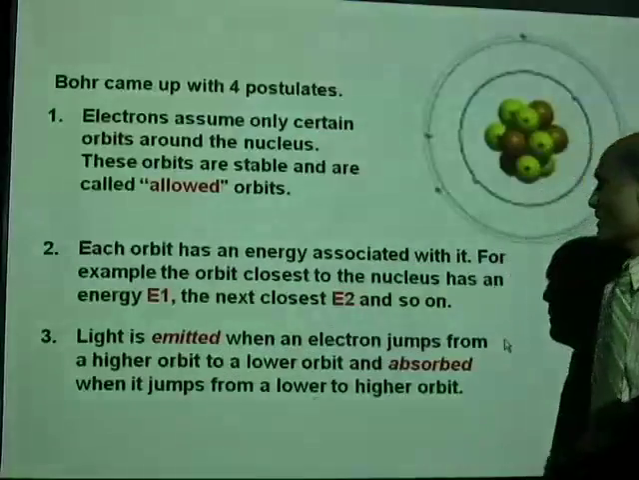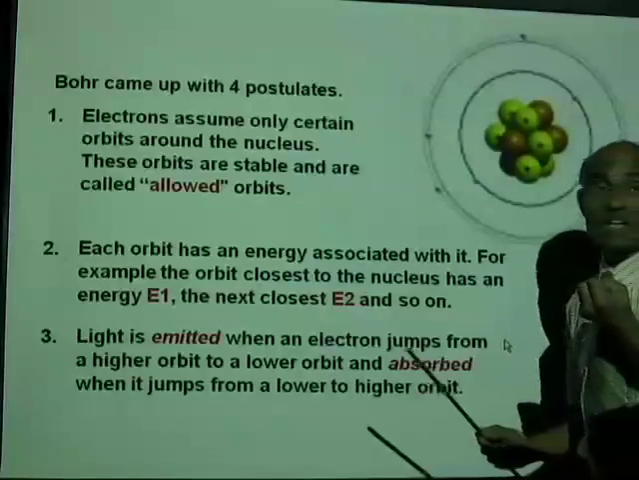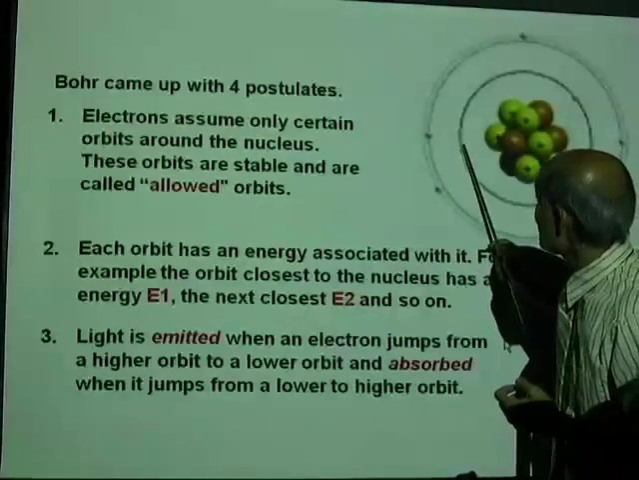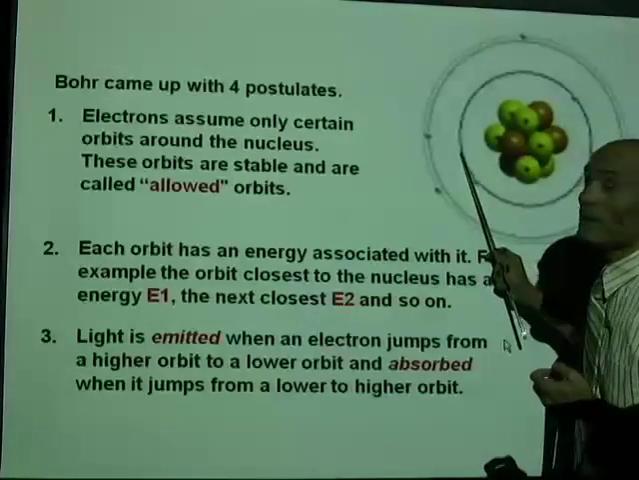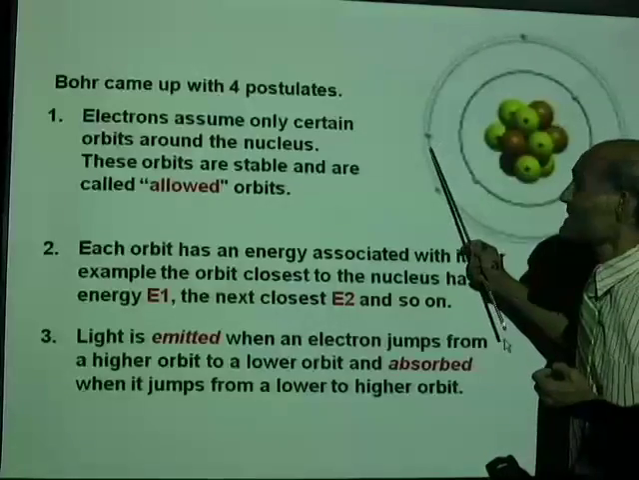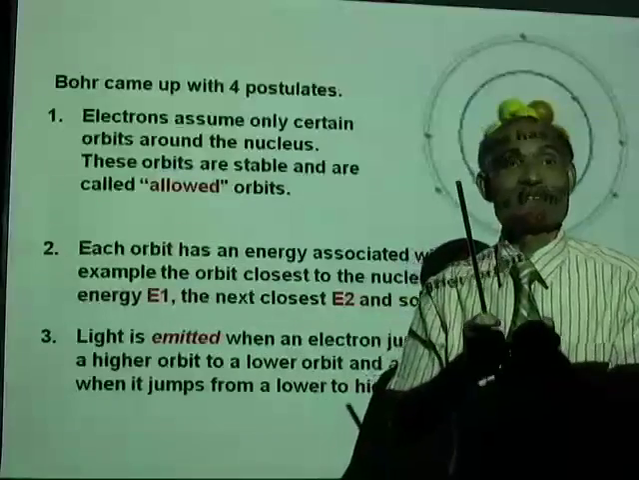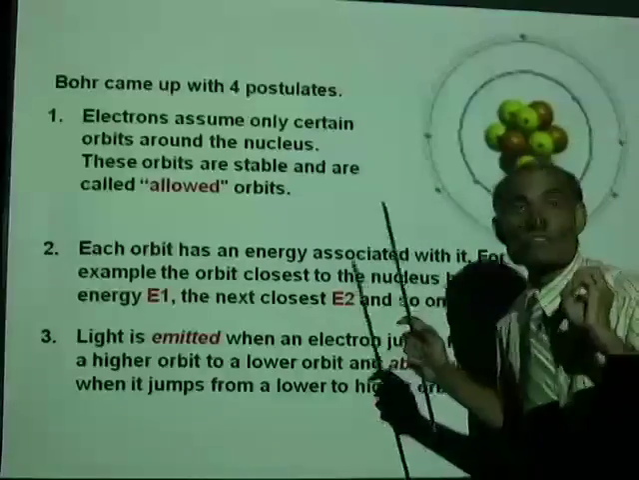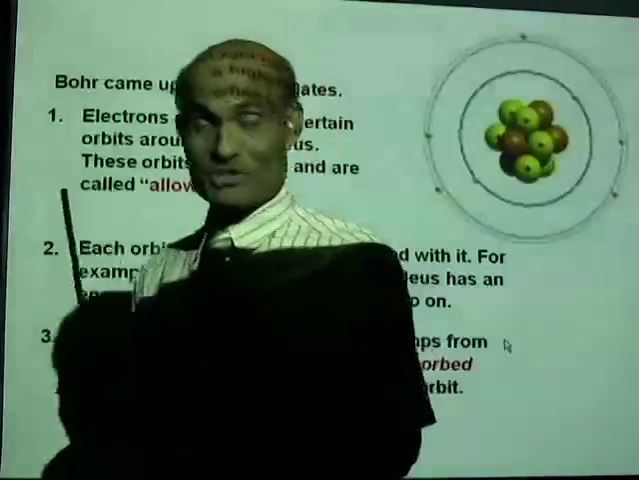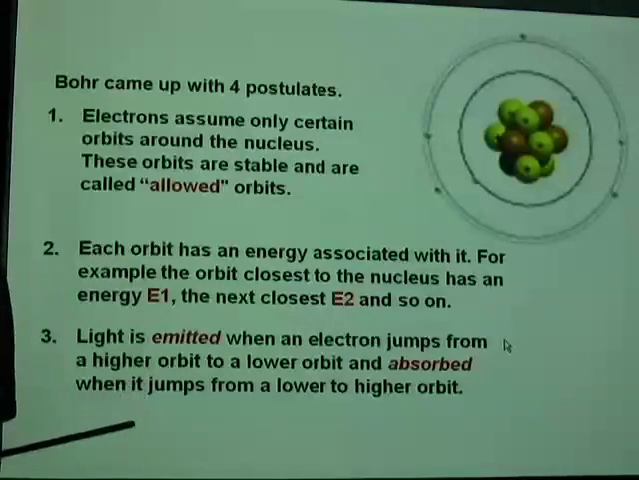Light is emitted when an electron jumps from a higher orbit to a lower orbit, and is absorbed when it jumps from a lower to a higher. If an electron has to move from the first orbit to the second, it has to absorb some energy from some external source. And when an electron moves from the second orbit to the first, it throws away that extra energy. And you can see how this principle is so well suited to explain Bohr model of the atom.